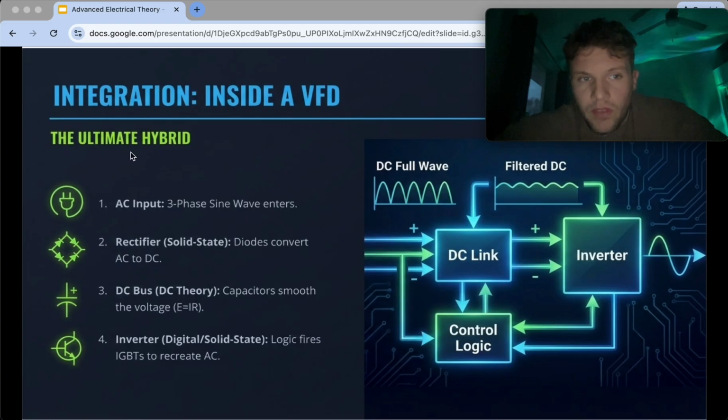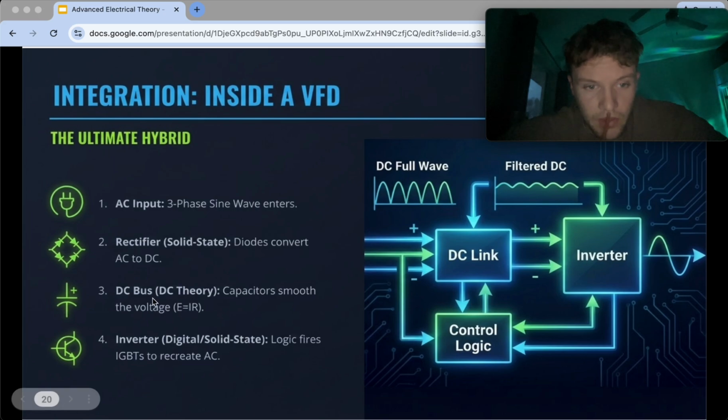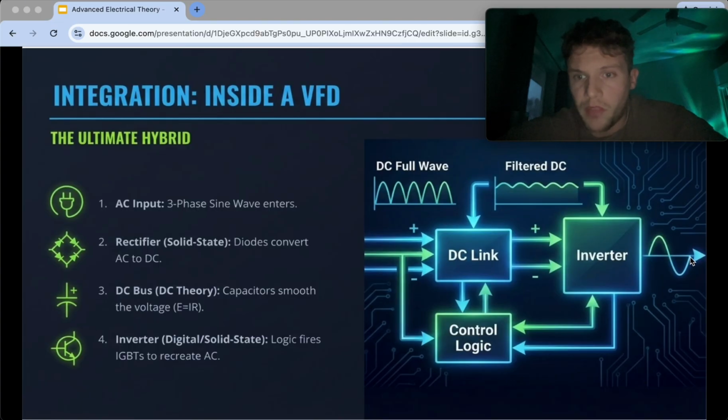Integration inside of a VFD. Variable frequency drives use a lot of this stuff. We have an AC input, a three-phase sine wave enters. You have a solid state rectifier, where diodes convert AC to DC. Then it enters the DC link, which smooths or filters it. In the DC bus, capacitors smooth the voltage. Then you have an inverter which brings it back into AC to put out to a motor or something. And a lot of the controls are done off that DC.